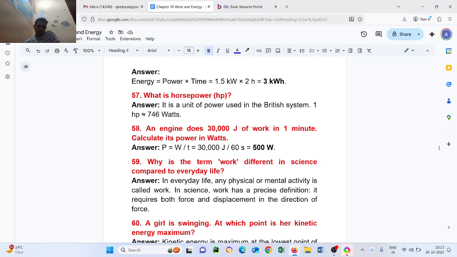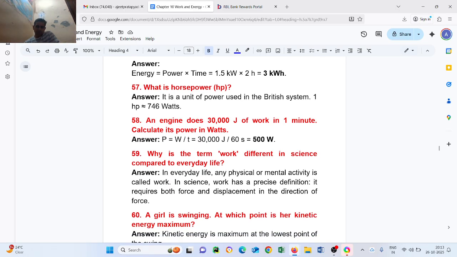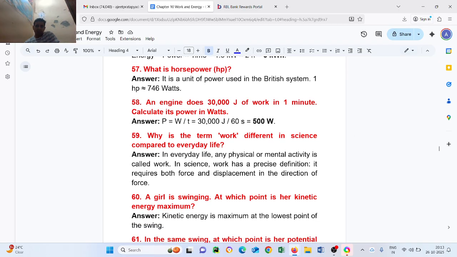Question number 59. Why is the term work different in science compared to everyday life? In everyday life, any physical or mental activity is called work. In science, work has a precise definition. It requires both force and displacement in the direction of force.